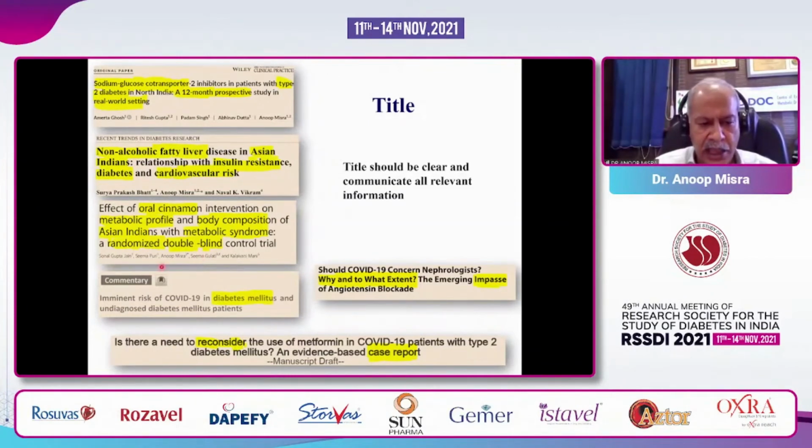And look at this. "Imminent risk of COVID." Imminent? What is imminent risk? "In diabetes mellitus and diagnosed diabetes mellitus patients." A terrible title. "Is there a need to consider metformin in COVID-19 patient with type 2? Evidence-based case report," as if there is a non-evidence-based case report also. Look at this. "Should COVID-19 concern nephrologists? Why and to what extent? Emerging impasse." So multiple questions have been asked. The person is already confused reading this title. What does it mean by this?